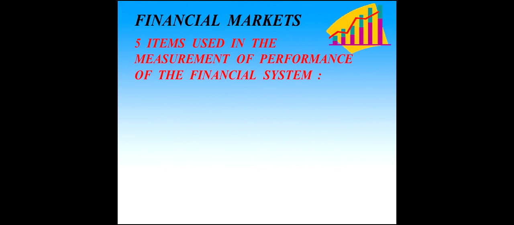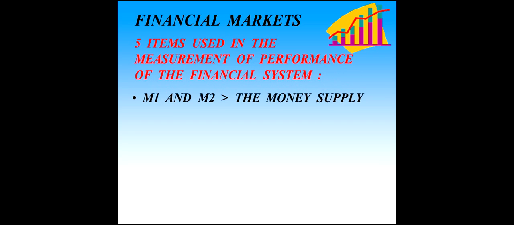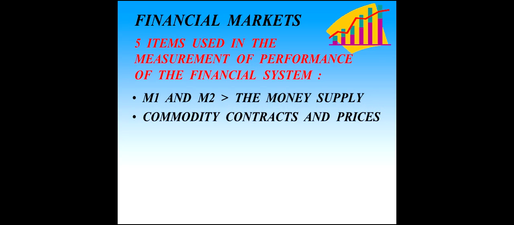As we move towards wrapping up this chapter, I want to spend a few moments providing an overview of some of the aspects about how we measure the performance of the financial system. And in doing so, we use 5 items. First, we look at the M1 and M2 portions of the money supply very closely and monitor those. We also monitor commodity contracts that are being traded and the prices associated with them.